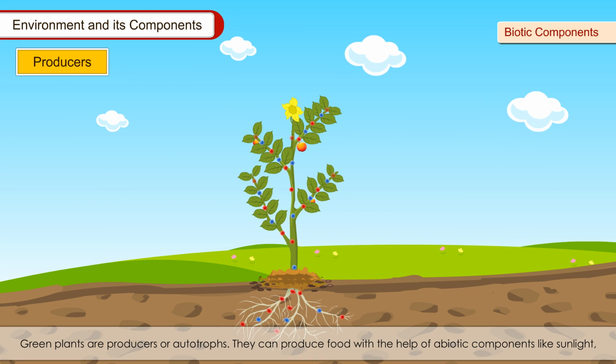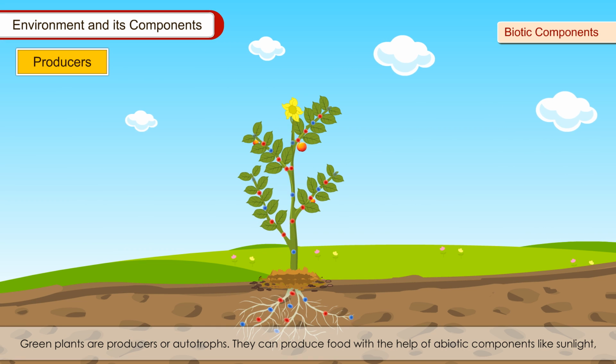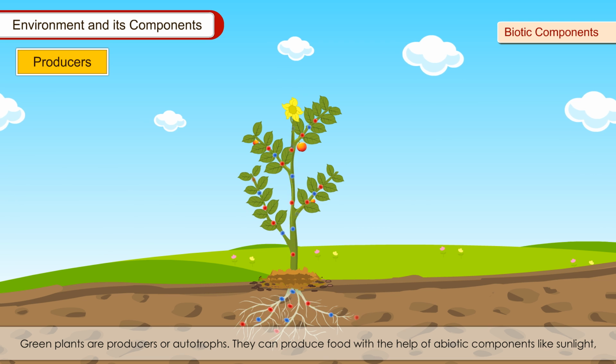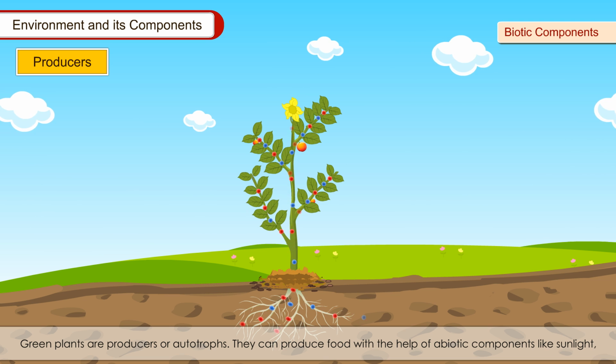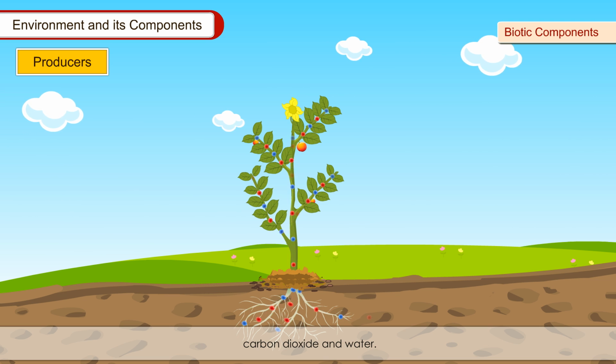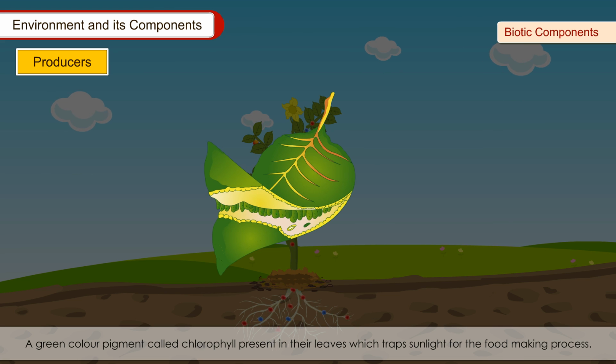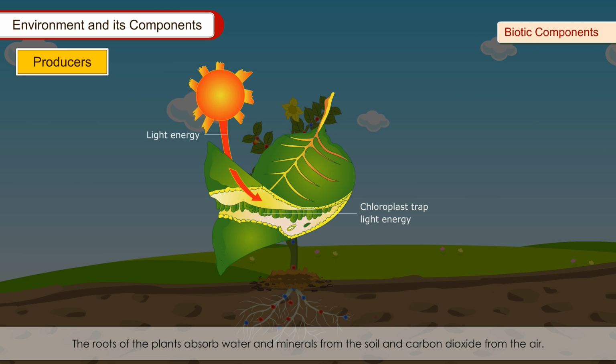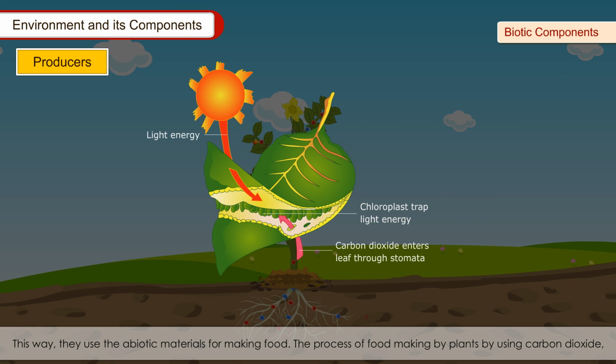Producers. Green plants are producers or autotrophs. They can produce food with the help of abiotic components like sunlight, carbon dioxide, and water. A green-colored pigment called chlorophyll is present in their leaves, which traps sunlight for the food-making process. The roots of the plants absorb water and minerals from the soil and carbon dioxide from the air. This way, they use the abiotic materials for making food.